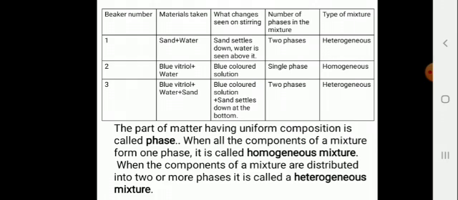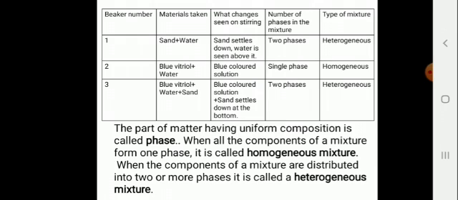So here when blue crystals of copper sulfate dissolve in water, a single phase is seen. When sugar is dissolved in water, a single phase is seen. When salt is dissolved in water, a single phase is seen. So a homogeneous mixture contains a single phase.